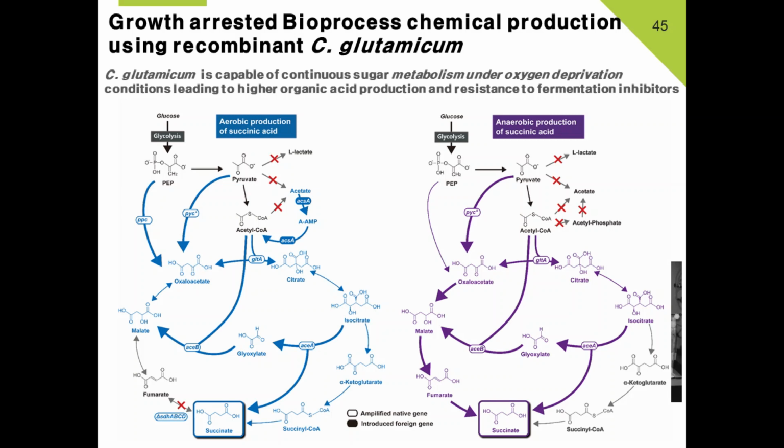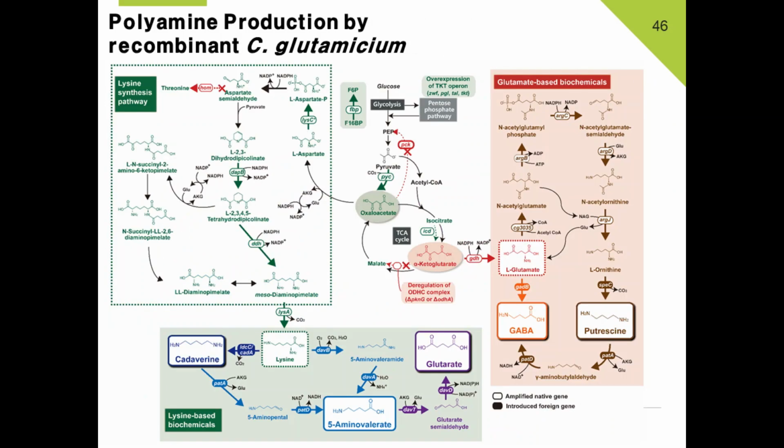Now this figure is a summary of polyamine production in engineered Corynebacterium glutamicum. Because Corynebacterium cannot naturally produce any polyamine, the heterologous expression of enzymes from E. coli and Pseudomonas putida is almost always the case in order for Corynebacterium to produce cadaverine, aminovalerate, glutarate, gamma-aminobutyrate, and putrescine.